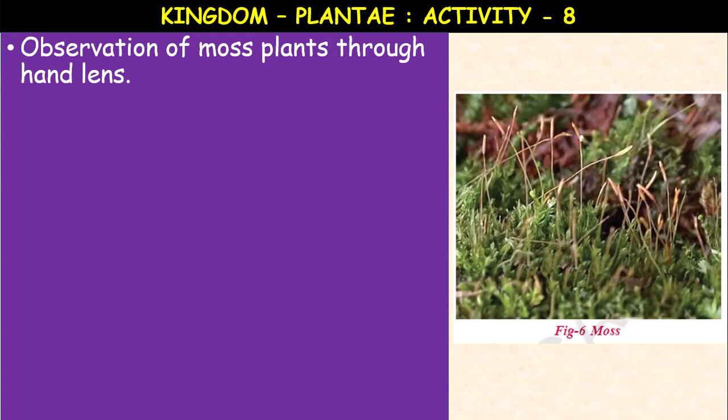So in order to understand the plant, a simple activity is given. Activity number 8, that is observation of moss plants through hand lens. So this is the moss plant. You can observe here a capsule is present. So this is called the foot. The foot, seta and capsule are the three parts. We will study in higher classes. Generally it is a moss plant called funaria.